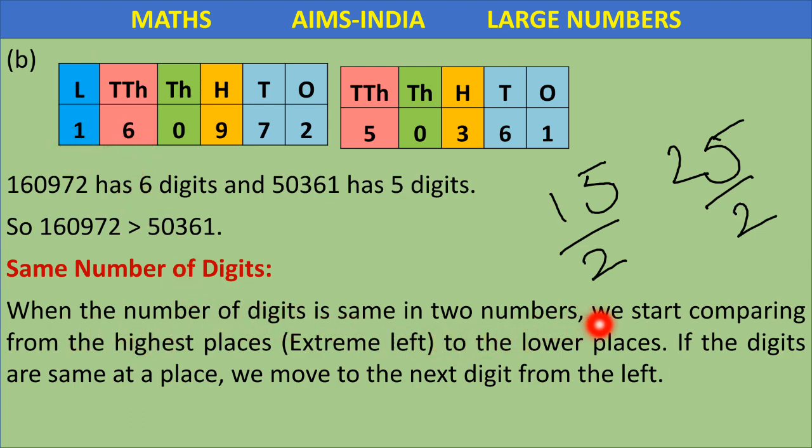When the number of digits is same in two numbers, we start comparing from the highest places, that is the extreme left, to the lower places. If the digits are same at a place, we move to the next digit from the left.